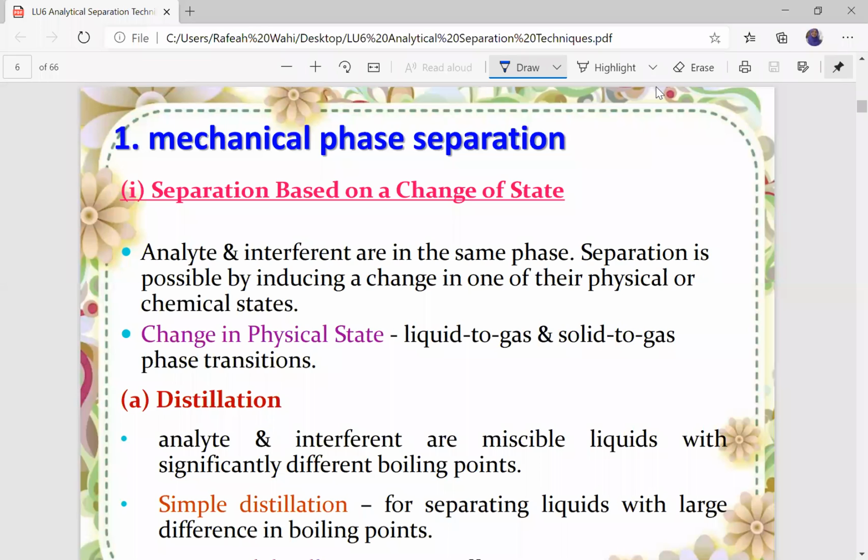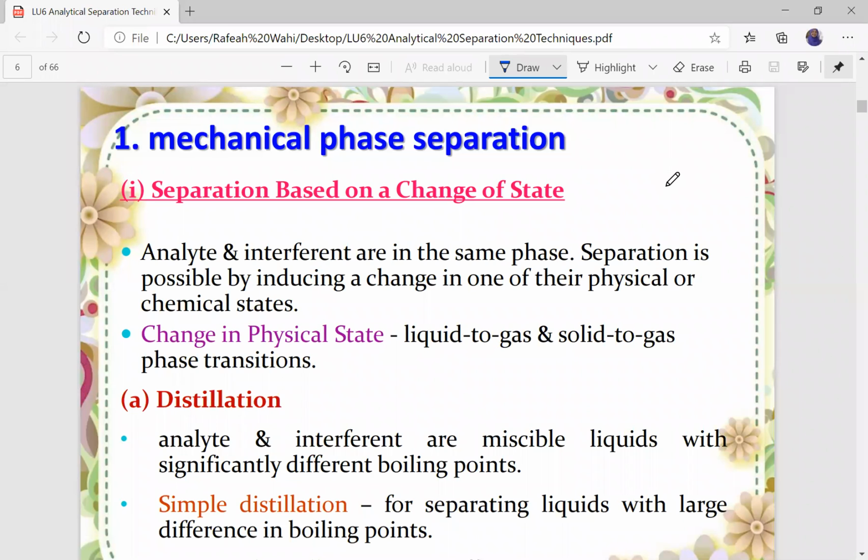Mechanical phase separation is separation based on equipment that employs mass differences, size differences, or a combination of both to selectively reject undesirable solids and retain desirable solids in any analytical separation process.